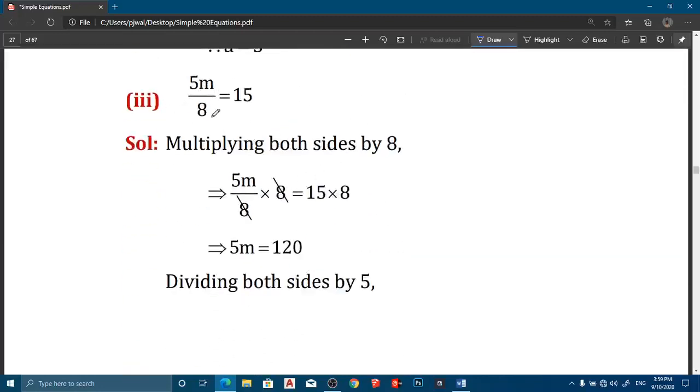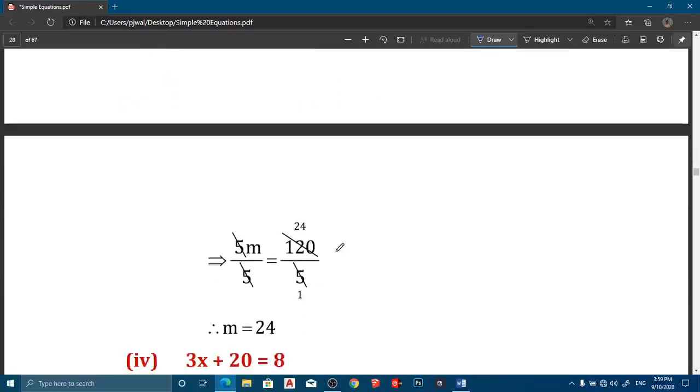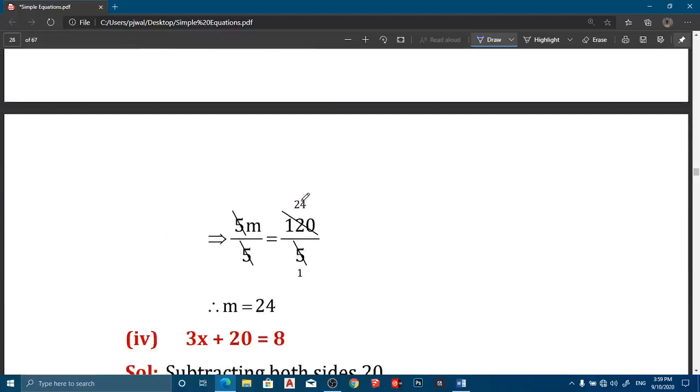Next, 5m by 8 is equal to 15. So to remove this division by 8, we have to multiply on both sides with 8. So cancel 8 and 8 here. Here 15 8s are 120. So now it is 5 times m is equal to 120. You want only the m value here. So by dividing both sides with 5, we can cancel 5 here. Okay. And here 5 gets cancelled, and here 24 times. 5 2s are 10, we get 2 here, 20. 5 4s are 20. 24. Therefore, m is equal to 24 is the solution of the given equation.